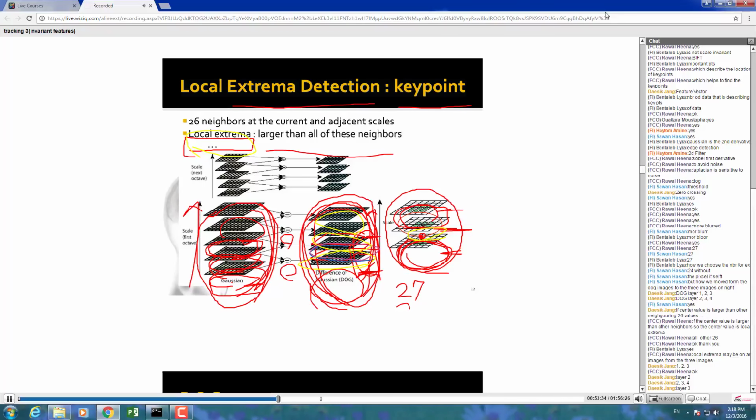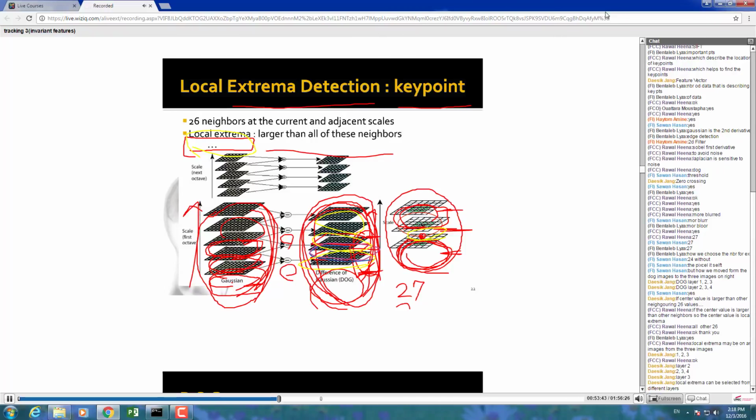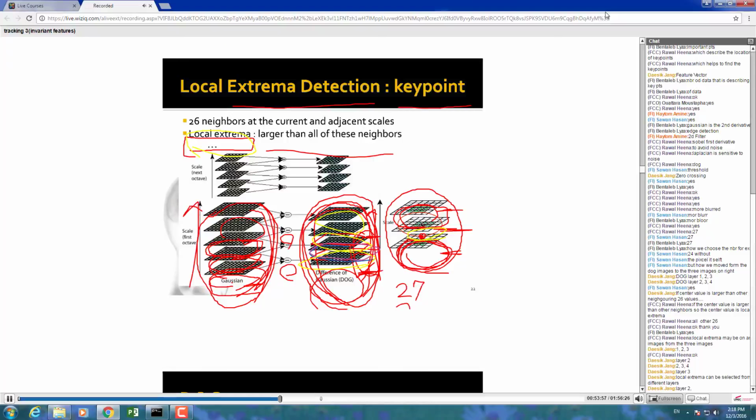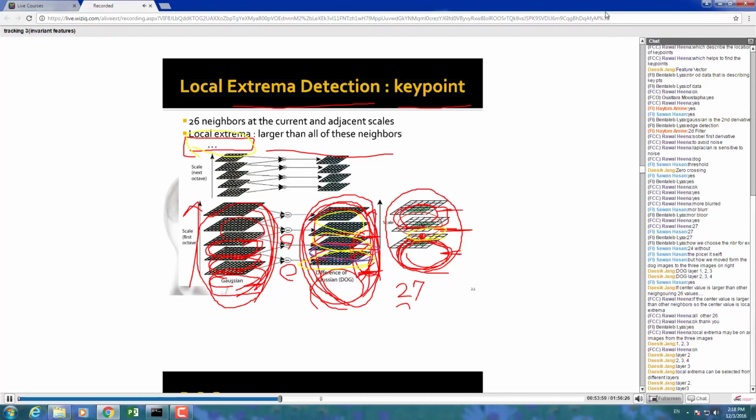So local extrema can be selected from different layers. For example, some local extrema were selected from layer 2, and some local extrema can be selected from layer 3.